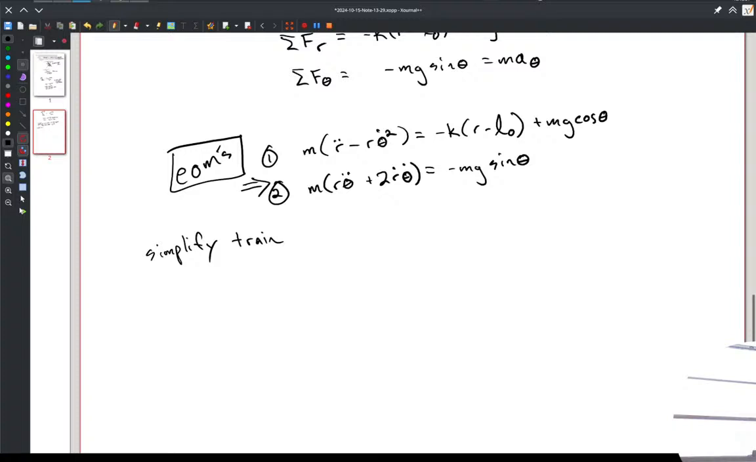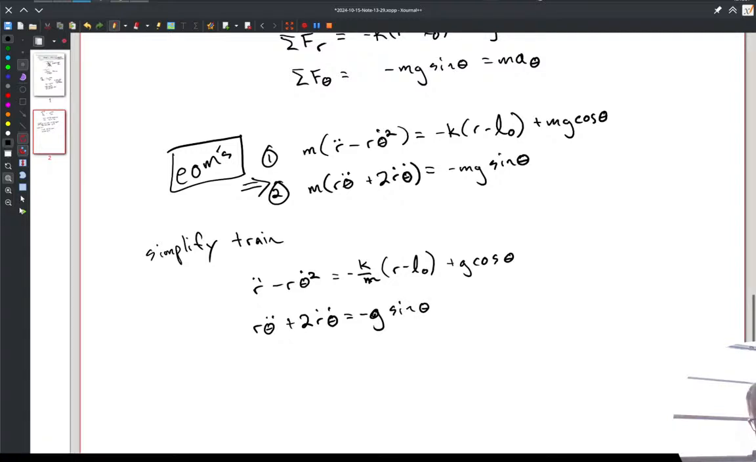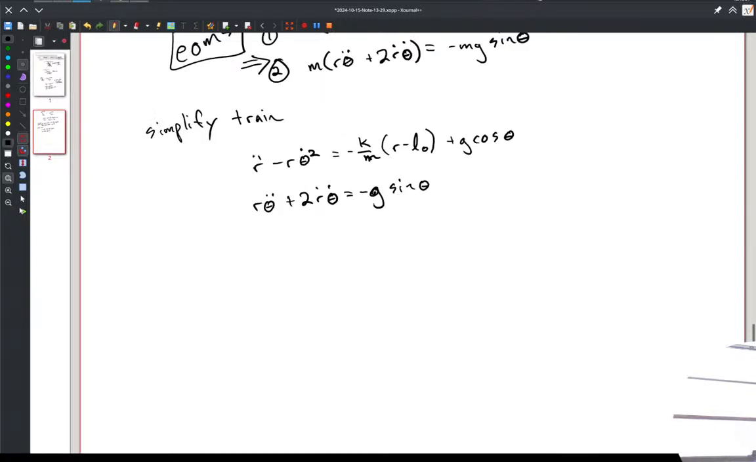And so r double dot minus r theta dot squared equals negative k over m times r minus L0 plus g cosine theta, and then r theta double dot plus 2 r dot theta dot equals negative g sine theta. Okay, not simplified much yet, but I can start saying, all right, theta is much less than 1.